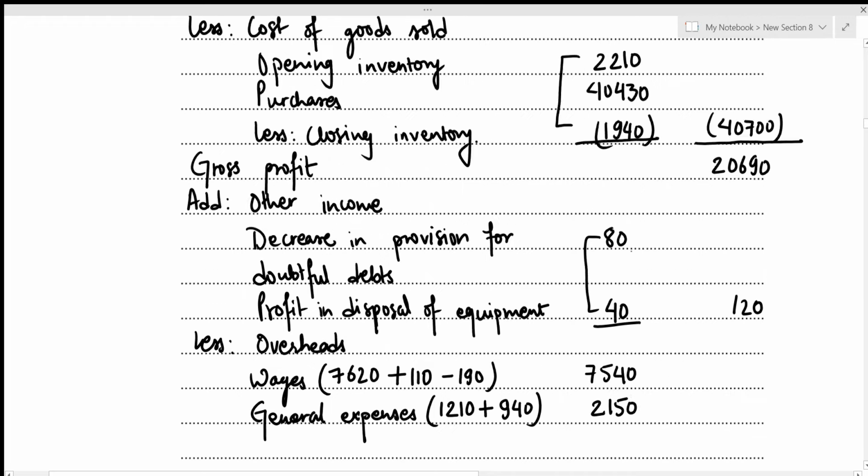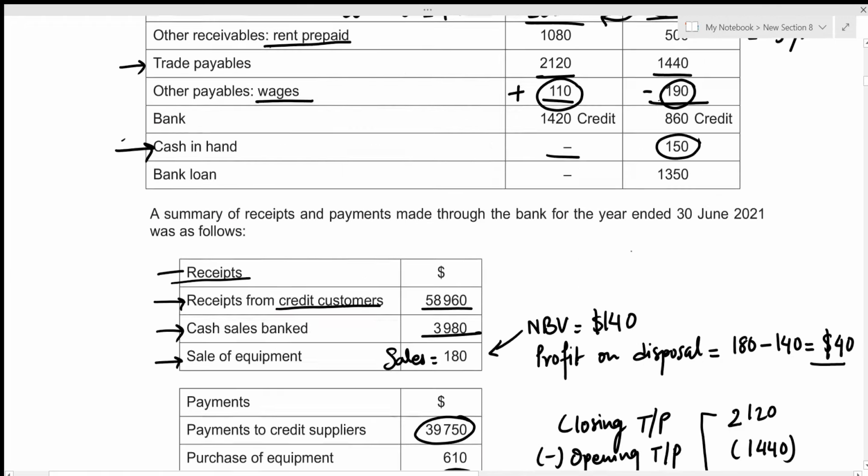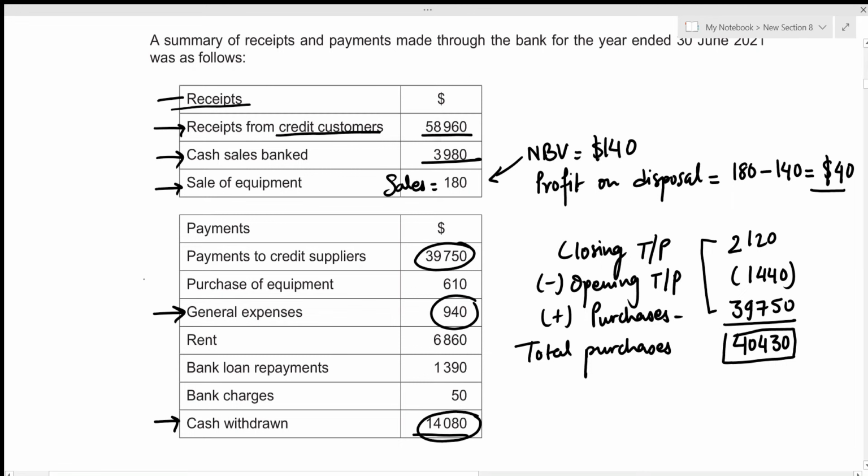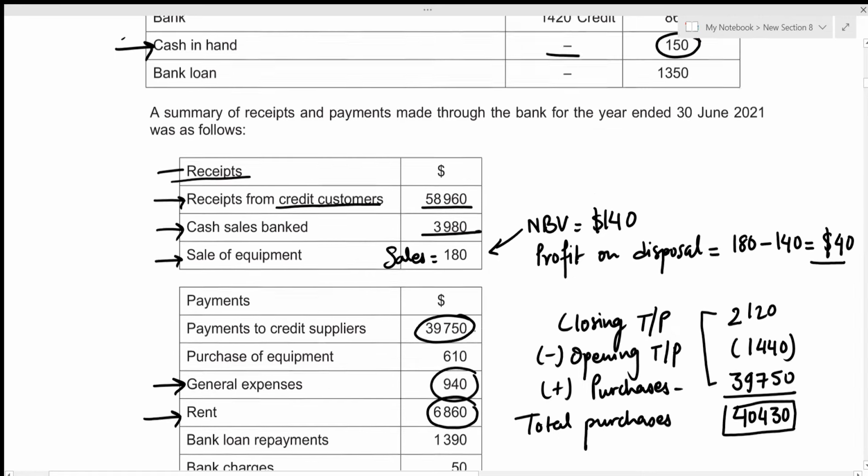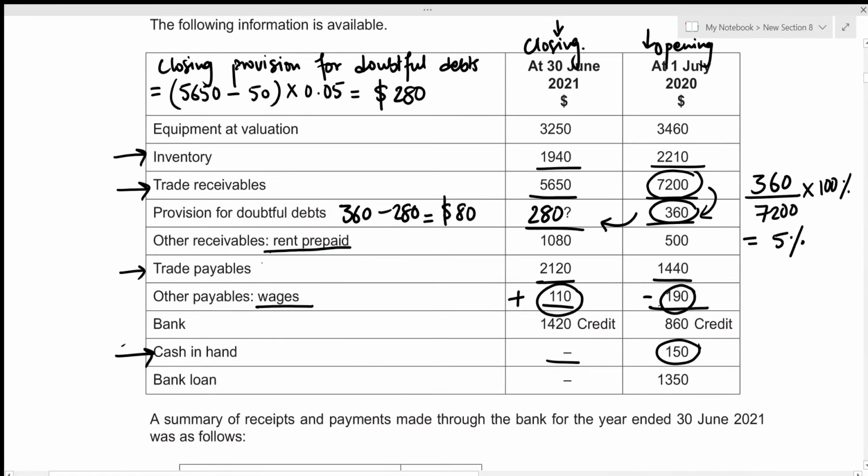Okay, let's look for another overhead. So we have rent right here. This is the amount 6,860. We should record this in the income statement, but we also know that there is adjustment to be made for rent. So this is relating to prepaid. All right, so the closing prepaid balance was 1,080. So this means that we paid 1,080 for the next year. And since we're talking about income statement, we only record the expenses for this particular year, meaning that this 1,080 should not be included. So we need to subtract this amount.